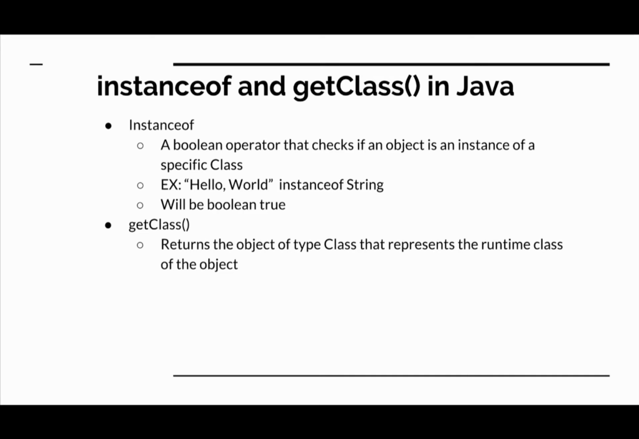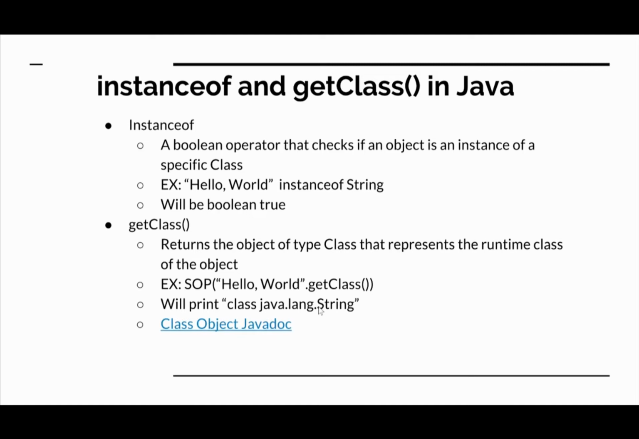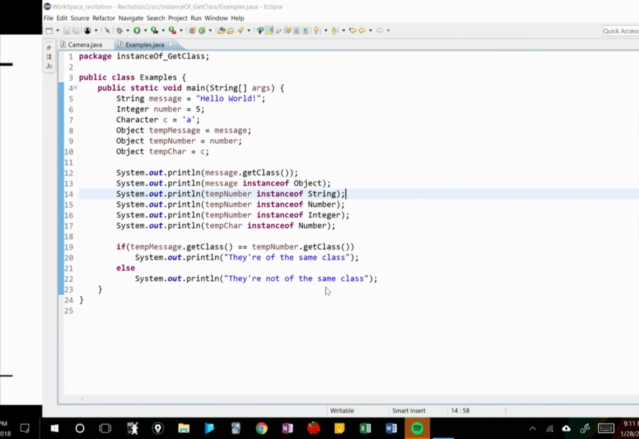And getClass, all it does is it returns the object of type Class that represents the runtime class of that object. All that really means is you call getClass on any object and it'll say it's of this type. I'll show you an example in code pretty soon. So here's an example. If I said "hello world".getClass, that should tell me that it's of class java.lang.String.